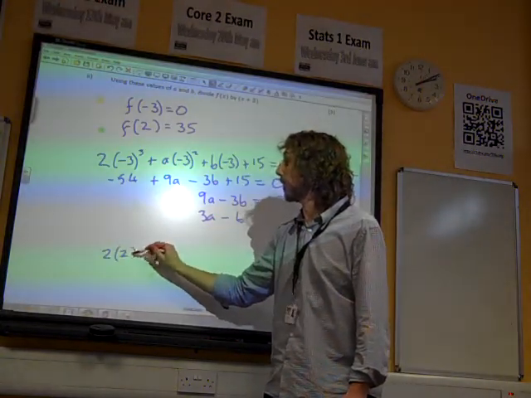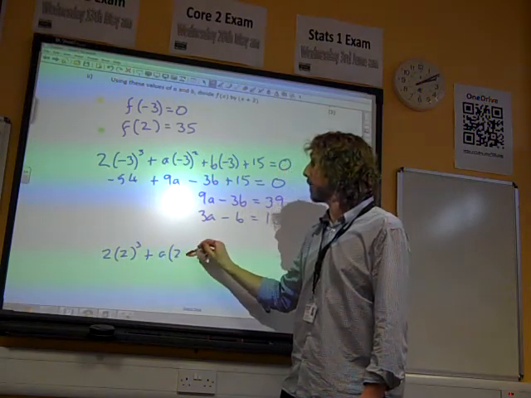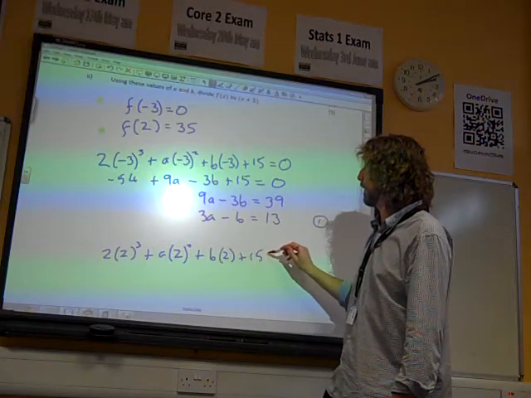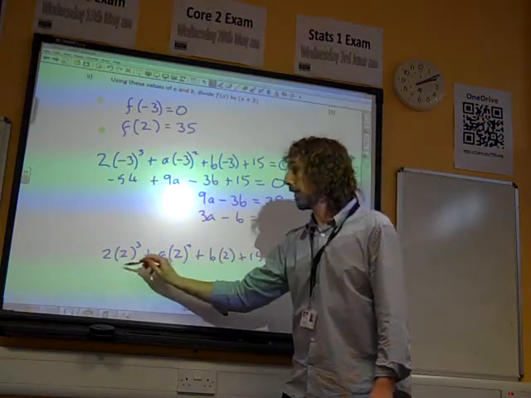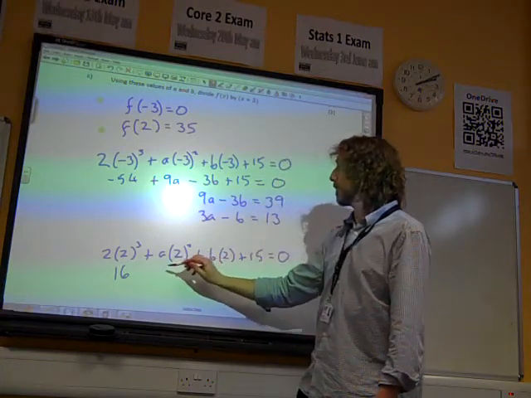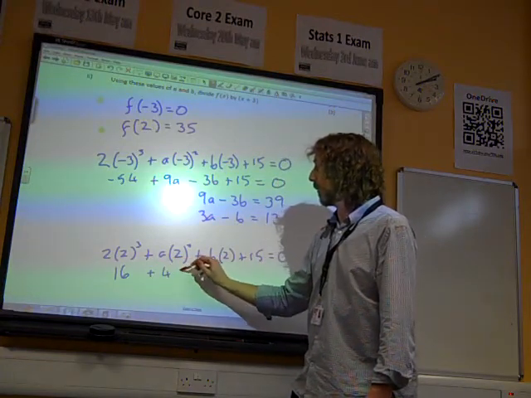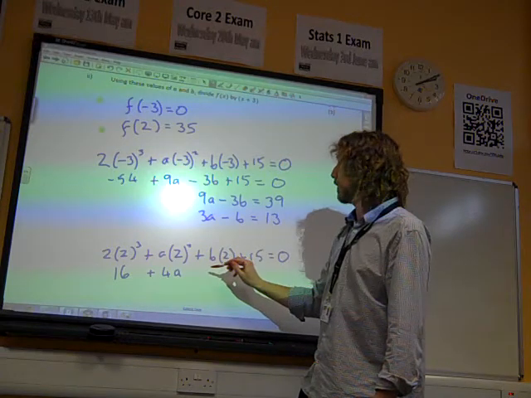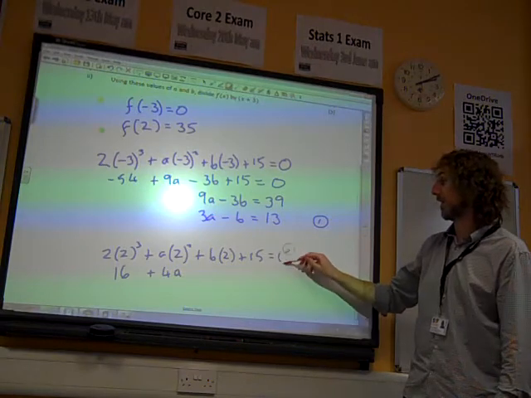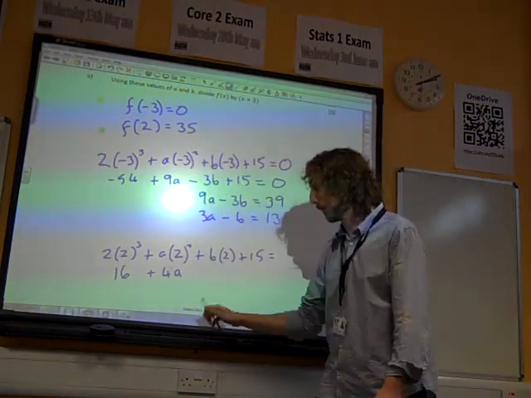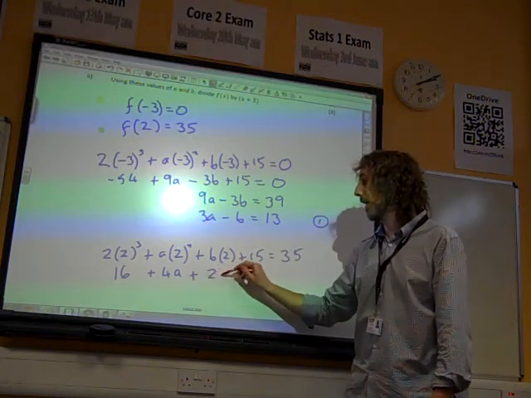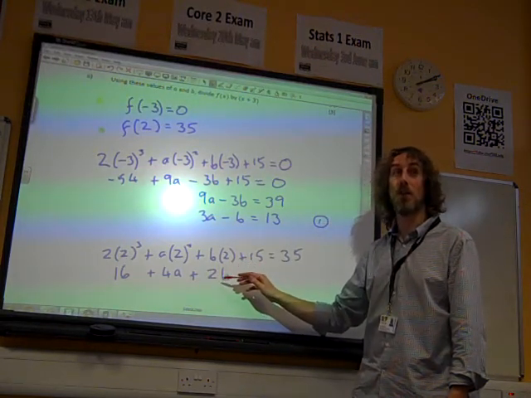Let's look at f of 2 is 35. 2 lots of 2 cubed plus a times 2 squared plus b times 2 plus 15. So that gives us 16 plus 4a. Oh, it's 35, not 0, thanks. It's 35, isn't it? Because the remainder is 35. I'll make that mistake. Plus 2b.